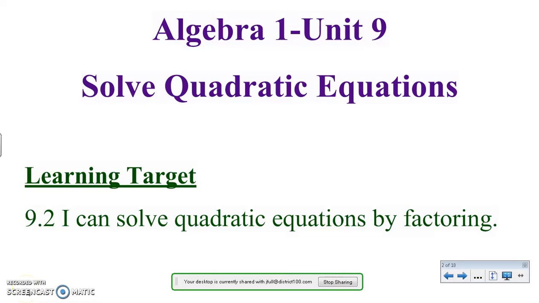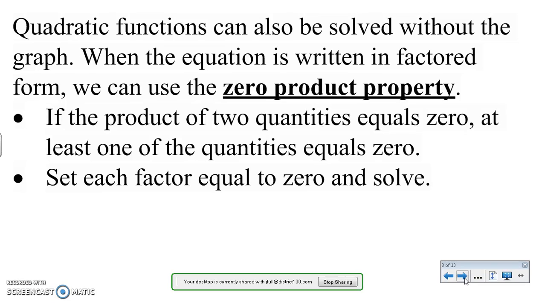Today we are going to start learning how to solve quadratic equations algebraically, and we're actually going to focus on how to factor when we're doing that. So we're going to use a lot of the stuff that we learned a couple units ago with factoring. So let's go ahead and get started.